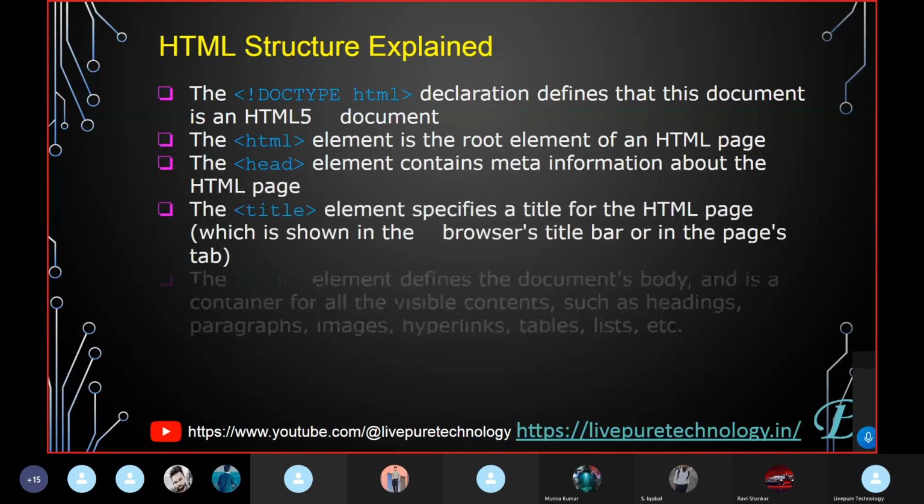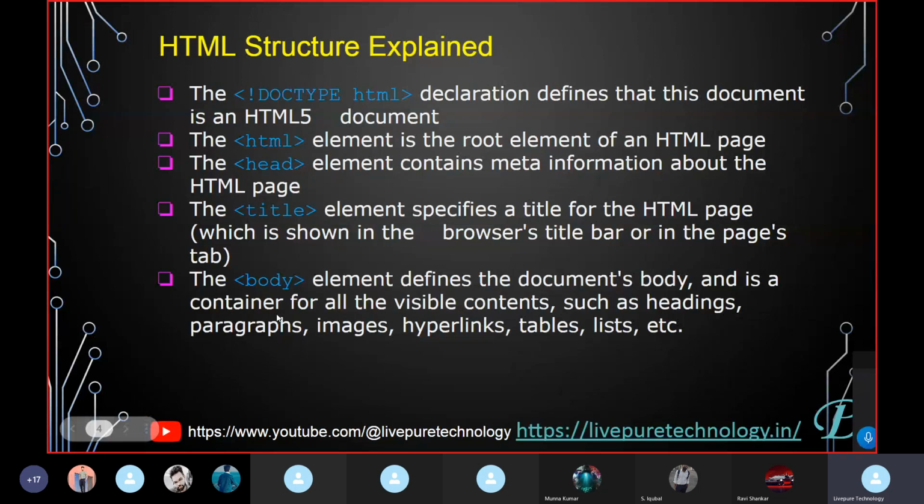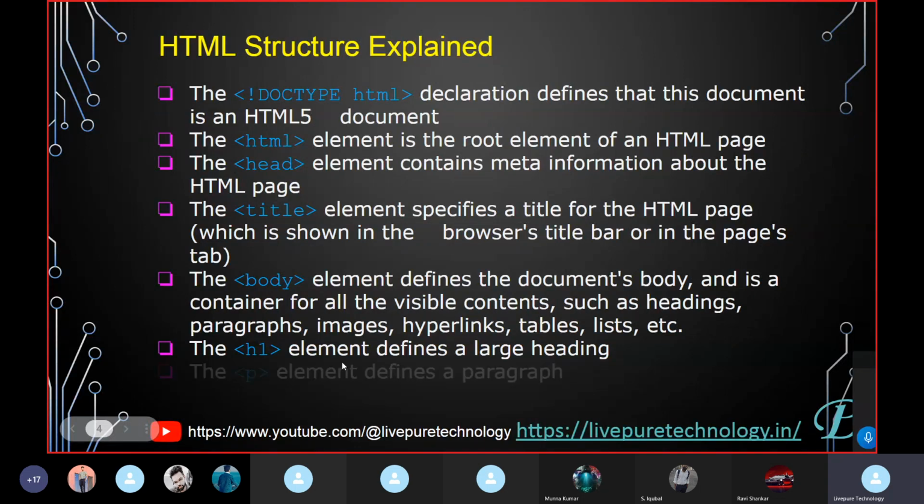Next, body. In the body, whatever content, whatever activity, whatever data you have to print on your web page, you have to put inside the body section. All those things come under the body section. Next, the H1 tag. It means it is going to add some extra content. These tags we will look at in the next slide.